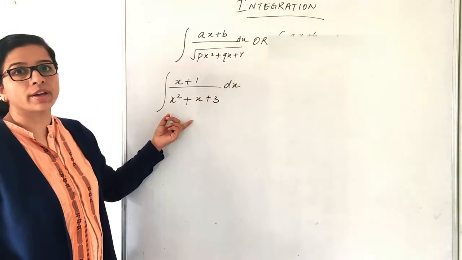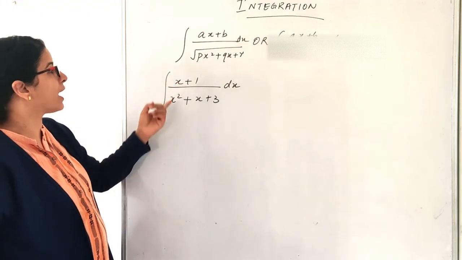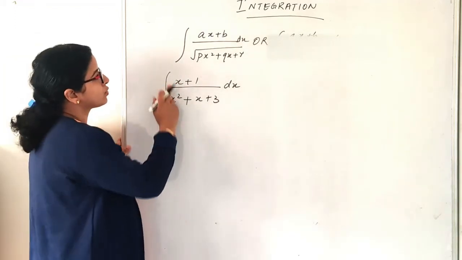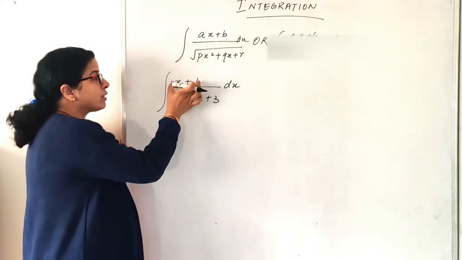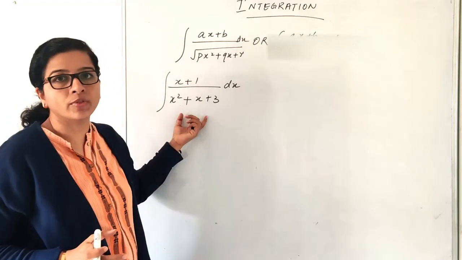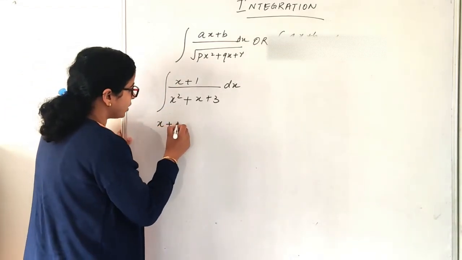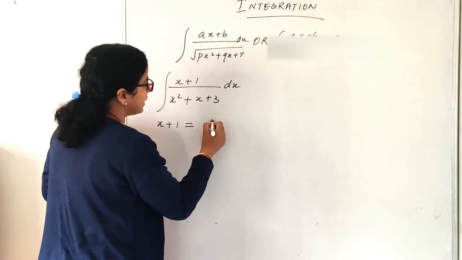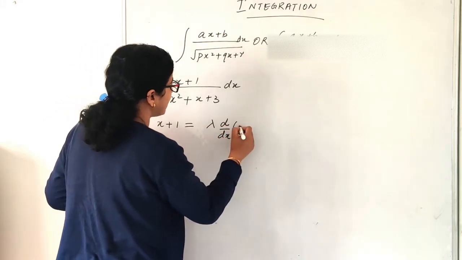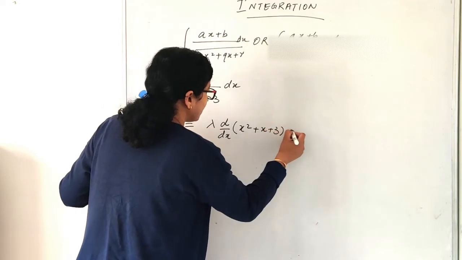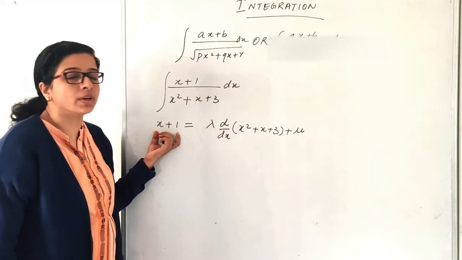So students, look here. If we have this kind of integration, we need the numerator to be the derivative of the denominator. The derivative is 2x plus 1, but I have x plus 1 here. So how to convert my numerator into the form of the denominator, that we will learn now. So what I am going to do: the numerator x plus 1 is equal to lambda d upon dx of the denominator, is it clear, plus mu. This is the way we are going to convert our numerator.